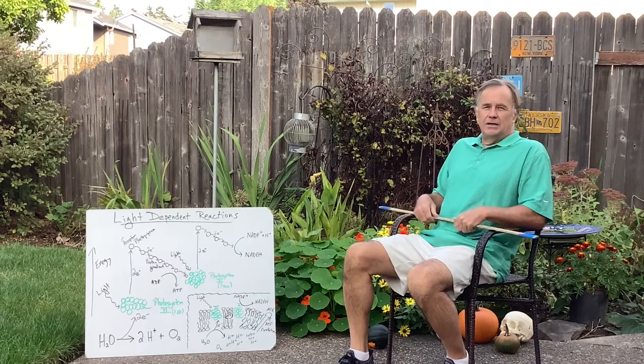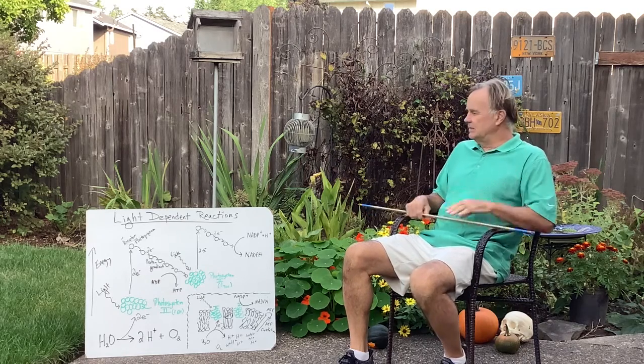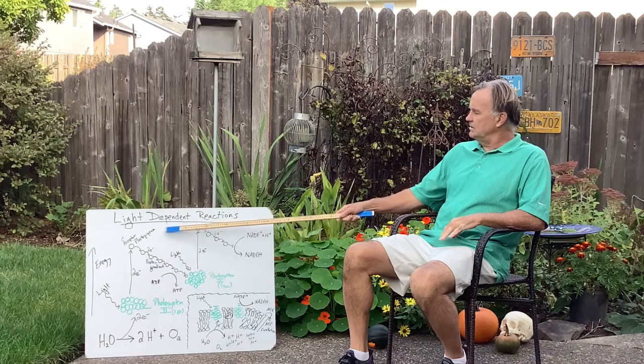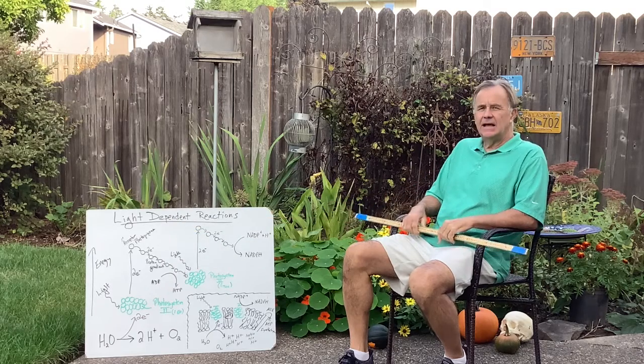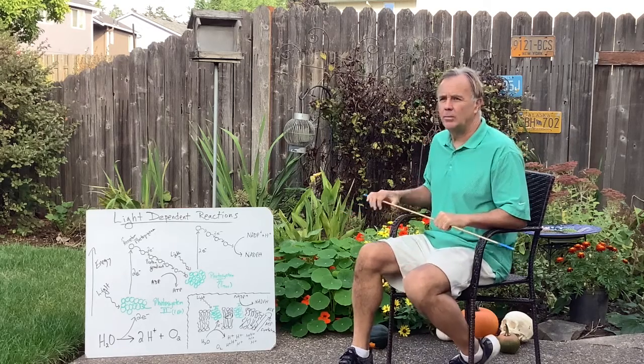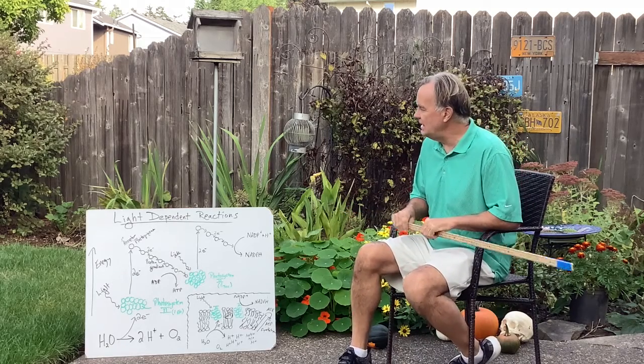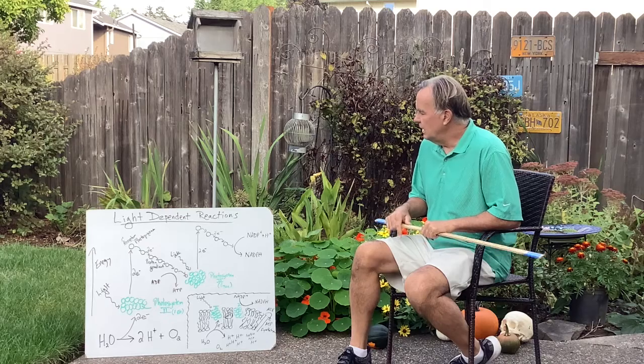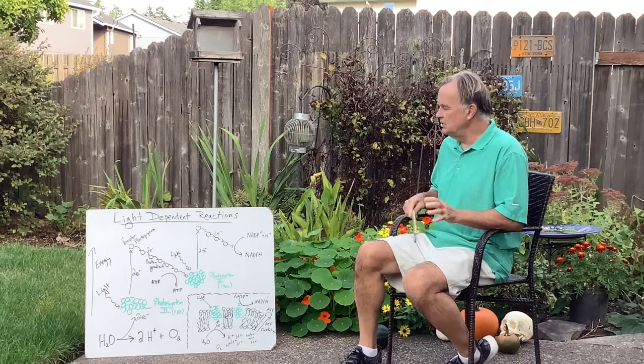Photosynthesis is broken up into two major reactions: the light-dependent reactions, which must have light, and then the light-independent reactions. They used to be called dark reactions, but they're not anymore because the dark reactions can occur in the light, but they are light-independent. So the first stage needs light.